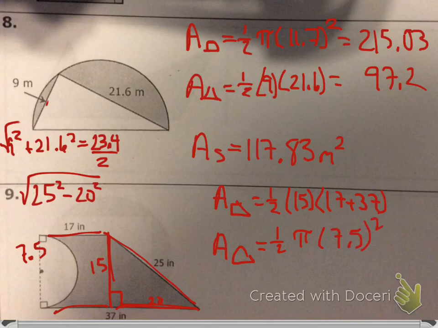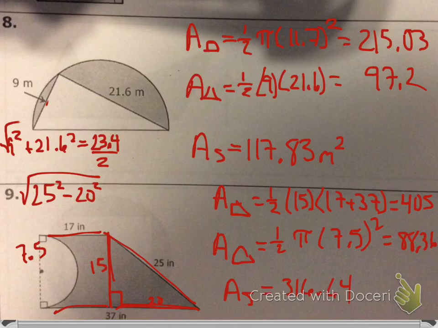So that means 1/2 pi times 7.5 squared. Now, again, why would this matter? And I'll talk about something like this in a minute. But if I put those in together, what would I get? I get this one to be 405, and I get this one to be 88.36. And again, I would subtract those two, so 405 minus 88.36, and the shaded area here is 316.64.